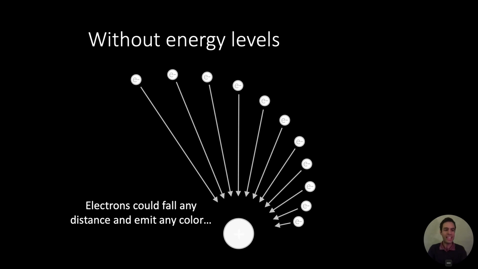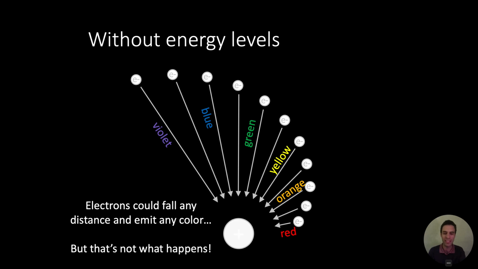But we don't need energy levels to explain how atoms emit light. Electrons, imagine if they could be any distance from the nucleus. There's the nucleus down in the middle. And the electrons could fall any distance to the nucleus and emit any color. If they're close and they fall a short distance, that would be red. Or if they are farther away and fall larger distances, that could be any color of the rainbow. But that's not what happens.